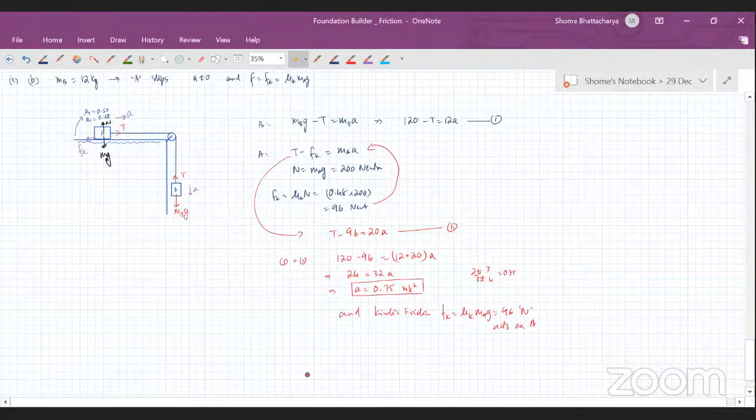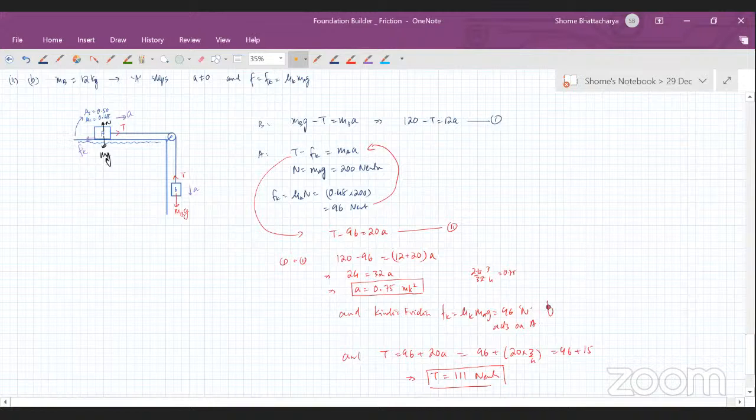And let's substitute this here to get the tension also. Tension, from this equation, is 96 plus 20a. So that is 96 plus 20 into 3 by 4. So the tension in the string will be 111. Is that correct? Yeah, seems correct. So friction, acceleration, and tension. These are the three values you are asked to calculate.